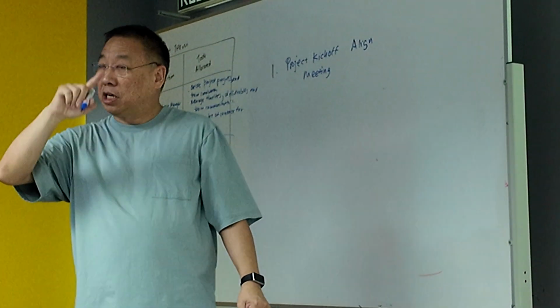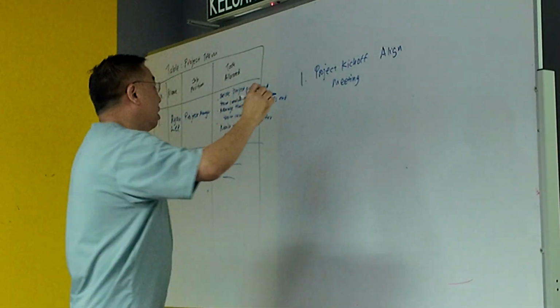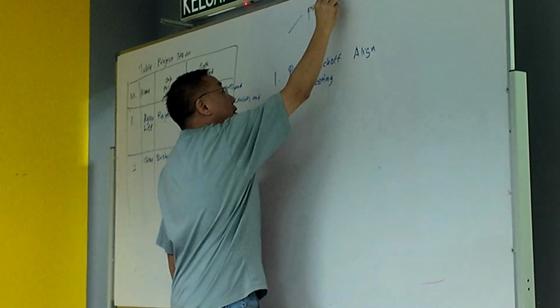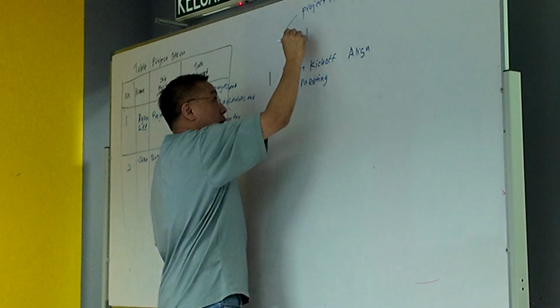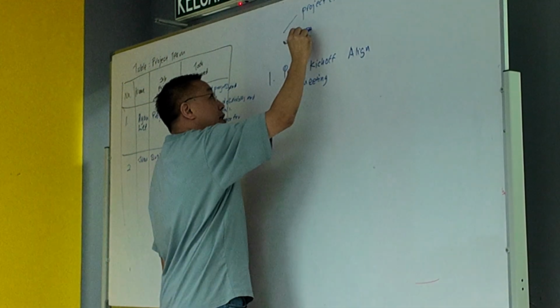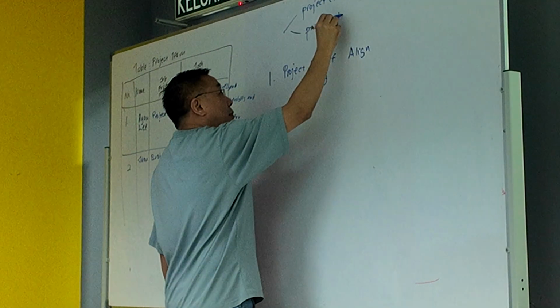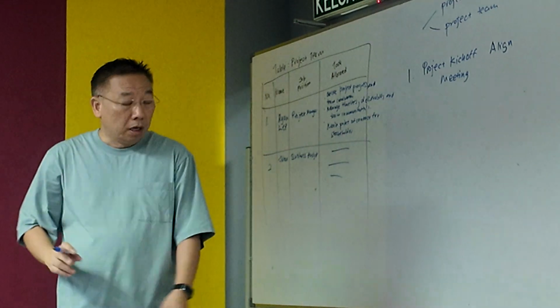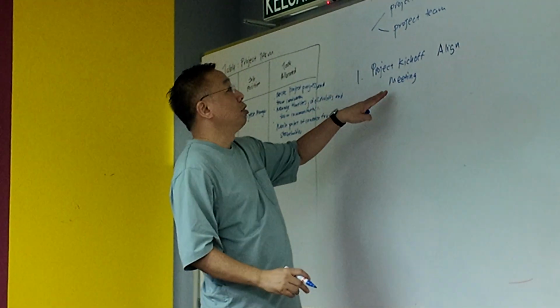Before I forget, your communication plan also you have to have two tables. One table for the project client and one table for your project team. Since both of them are stakeholders, you create two separate tables. So let's do this one, project kickoff meeting.